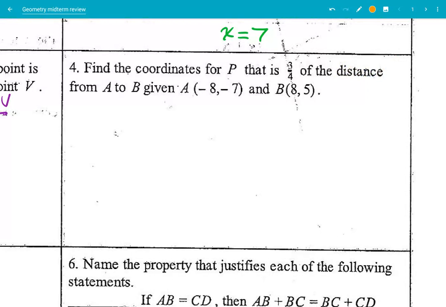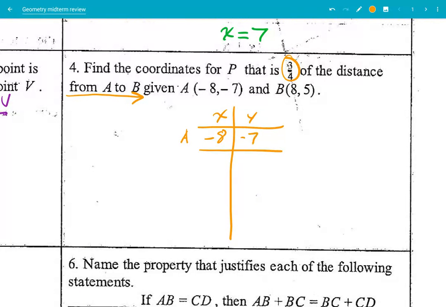Find the coordinates for P that is 3/4 of the distance from A to B, given these 2 coordinate points. Again, a table. I'm going to make it bigger because I always seem to not have enough room. X and Y. We're going from A to B. So A is at the top. We've got -8 and -7. We want to find P, which is somewhere in the middle there. It's 3/4 of the distance. And then B is 8, 5.